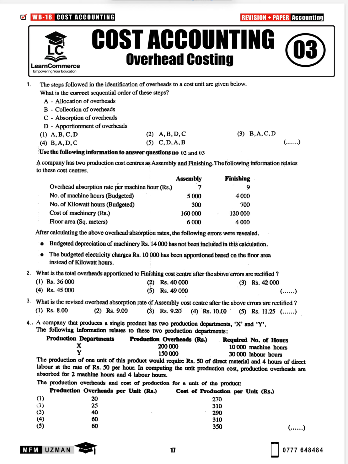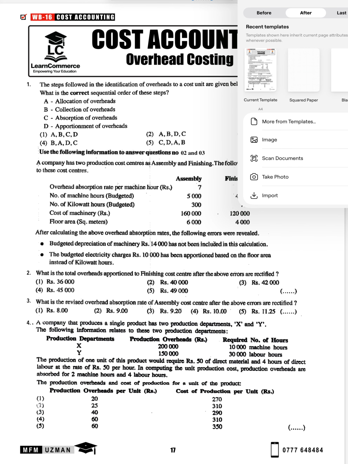Overhead costing MCQs. Let's try to answer these paper questions here. The steps followed in the identification of overheads to a cost unit are given below. So you all know when it comes to overhead costing, right? Number one is you have to identify overheads, using source documents, and then it will be what we call allocation of overheads.